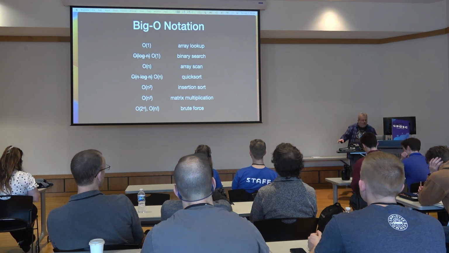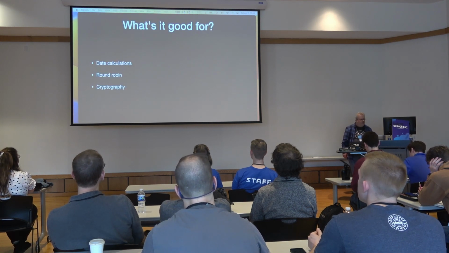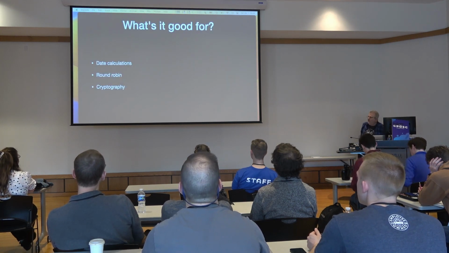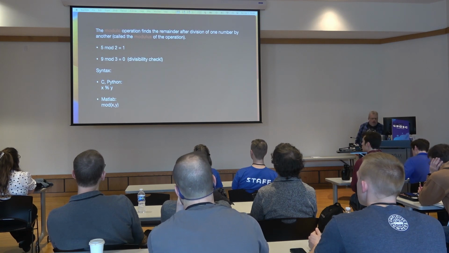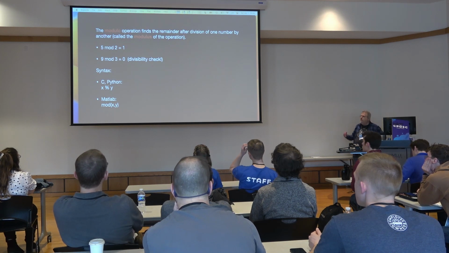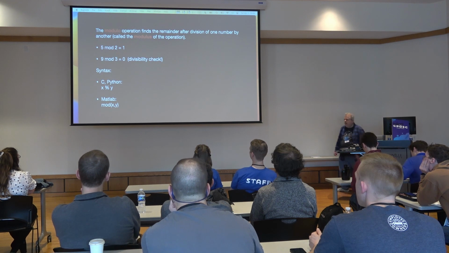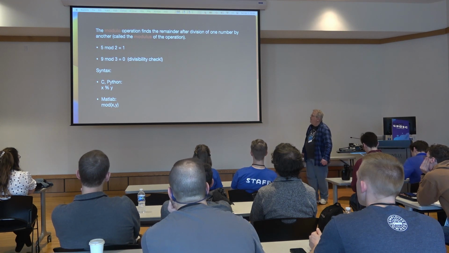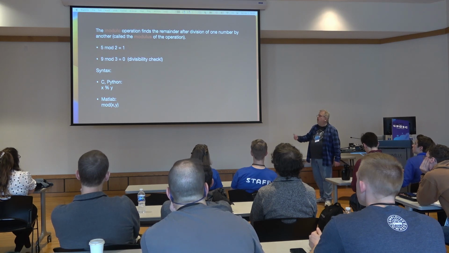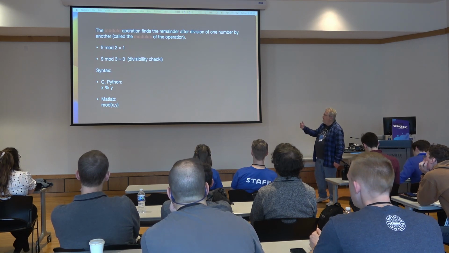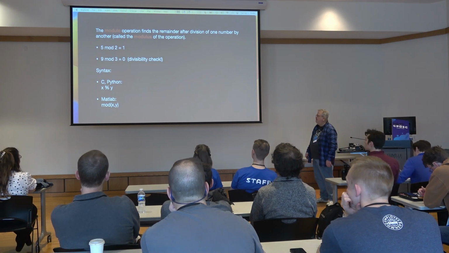So that's logarithms. We're going to move on to modulus now. What is modulus good for? It's useful for all sorts of things, and these are some of the things I'm going to refer to. The modulus operator gives the remainder after you divide something. For instance, 5 mod 2 is 1, because when you divide 5 by 2, you have a remainder of 1. 9 mod 3 is 0, because it's perfectly divisible.